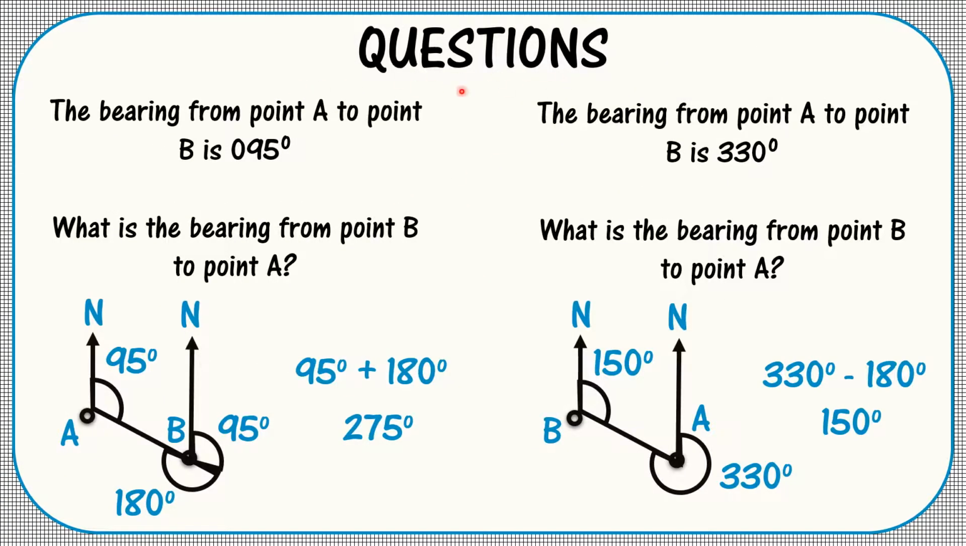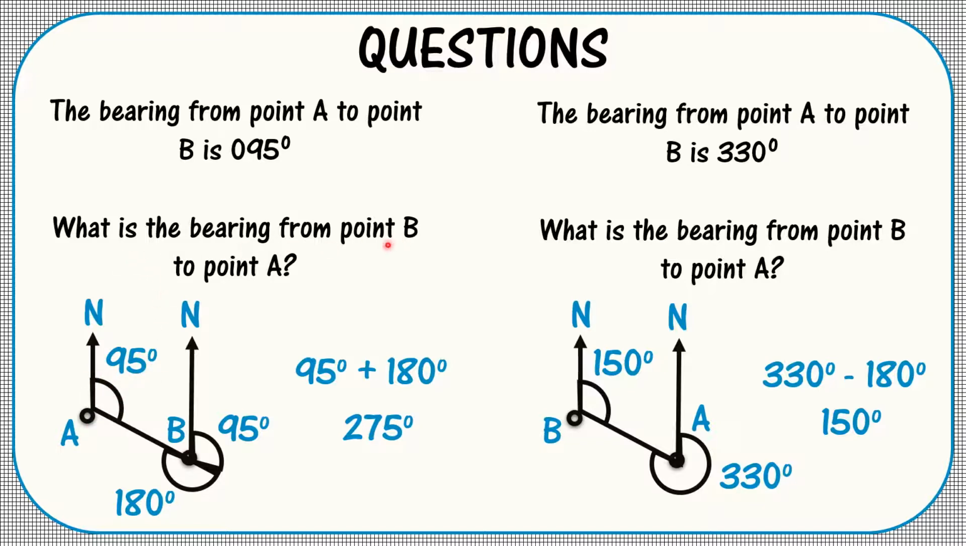Hopefully you had a chance to attempt the questions. Let's go through the answers. So the bearing from point A to point B is 95 degrees. What is the bearing from point B to point A? So what you should have done is drawn a point at A, draw a point at B, you join the two points together. As we are going from point A to point B and it is 95 degrees, you would have drawn a north line at A, and you would know that this angle is 95 degrees.